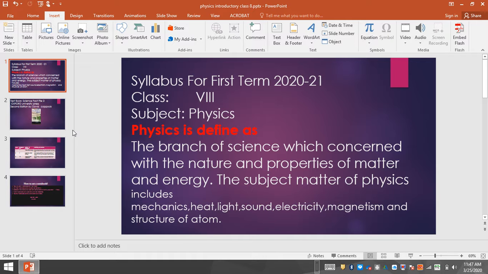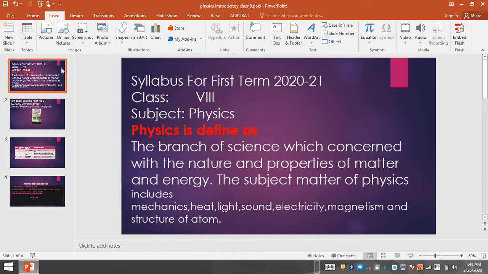The subject matter of physics includes mechanics, heat, light, sound, electricity, magnetism, and structure of atom. So this is a new branch of science for you, and in this we will study different phenomena in the form of mechanics, heat, light, sound, electricity, and magnetism. All the properties of that we will study in this branch. Clear? This is a little introduction for you.